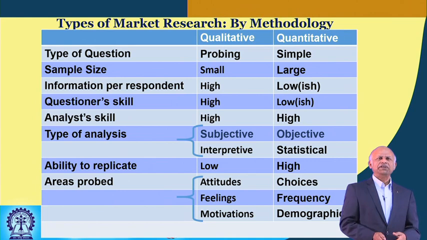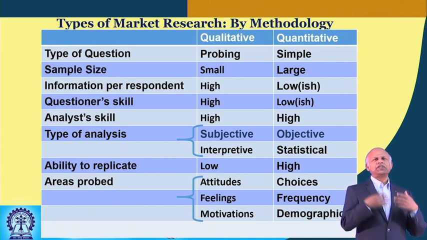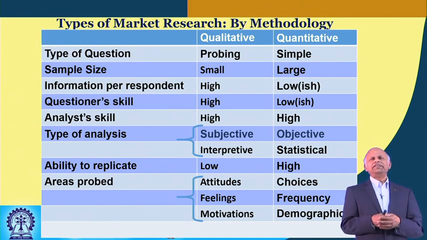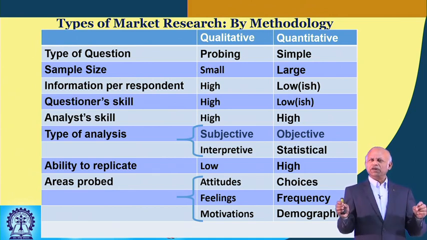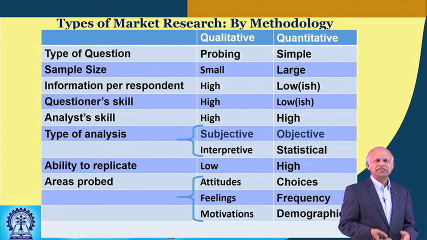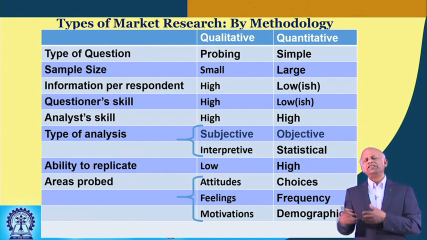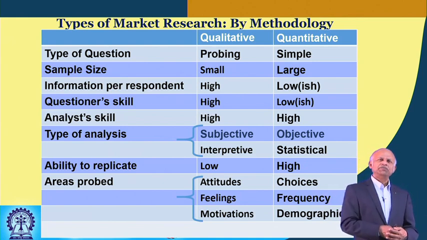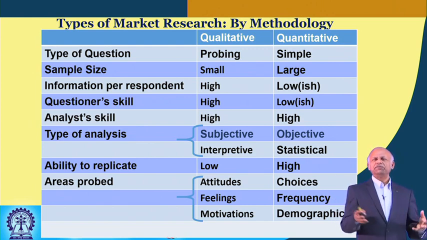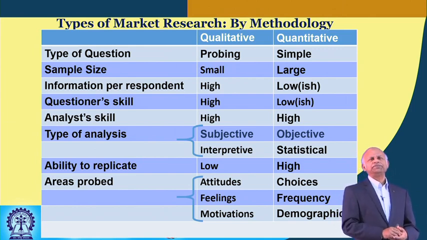I will not read them, but mostly qualitative is kind of probing, whereas quantitative is simple and you ask a question. Probing means you keep on asking questions, then they give an answer, and based on the answer you ask another question. Sample size is small because you have to interact, whereas quantitative, you send the questionnaire to many people and then it becomes a large sample. Talking to large numbers of people for probing is very difficult.